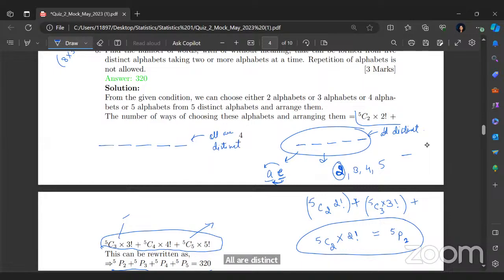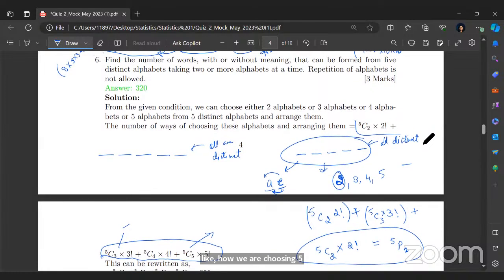Ma'am, in alphabets, like we have 6 alphabets, right? Like how are we choosing 5? No, any 5 alphabets are given to you. Okay. Yeah. So you have only 5 alphabets given to you.